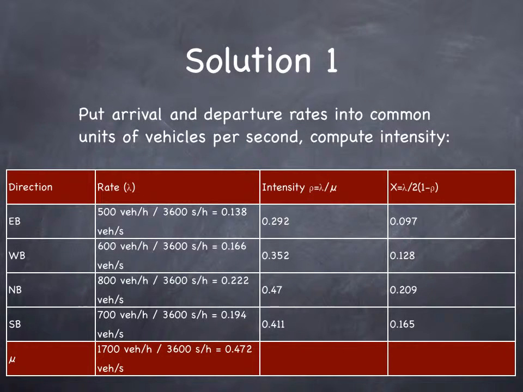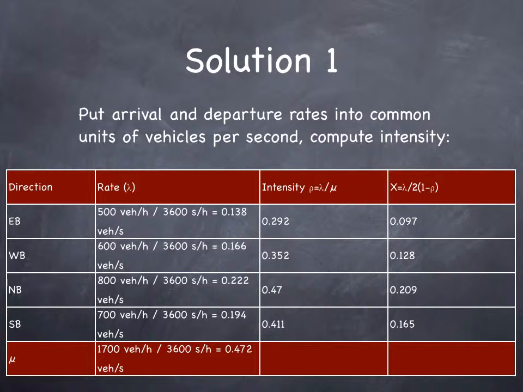The first thing we need to do is put arrival and departure rates into common units of vehicles per second, and then compute intensity. The rate, or lambda, for each movement is the number of vehicles on that movement per hour divided by the 3,600 seconds per hour. And this gives us, in the case of the eastbound movement, 0.138 vehicles per second. You can see the values for the other movements.